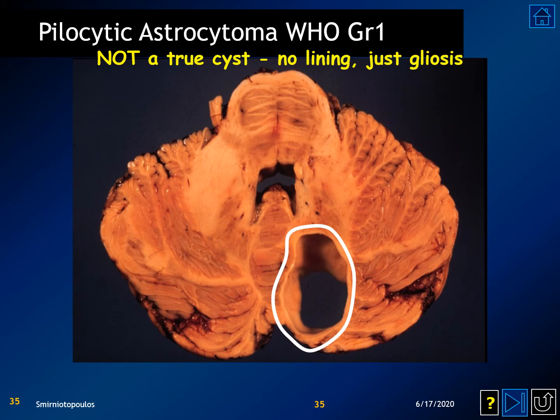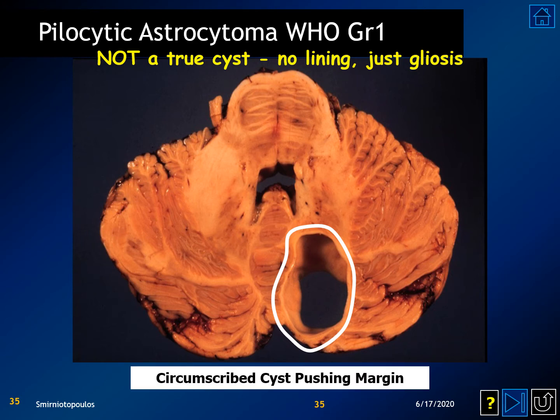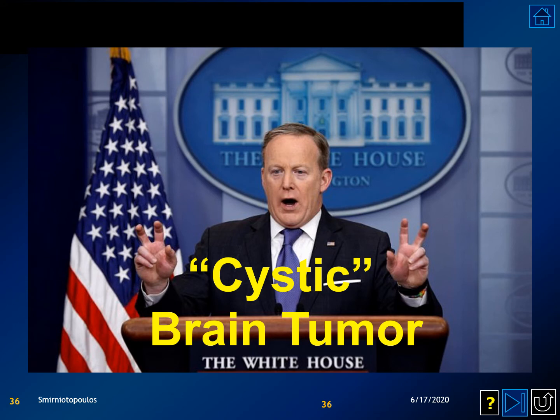Remember that for the pathologist, the definition of a cyst is a fluid-filled space lined by an epithelium. So these are not true cysts. These are fluid-like or cystic lesions. So whenever we describe them, we have to bring out our air quotes and talk about them as a cystic lesion rather than a real cyst.